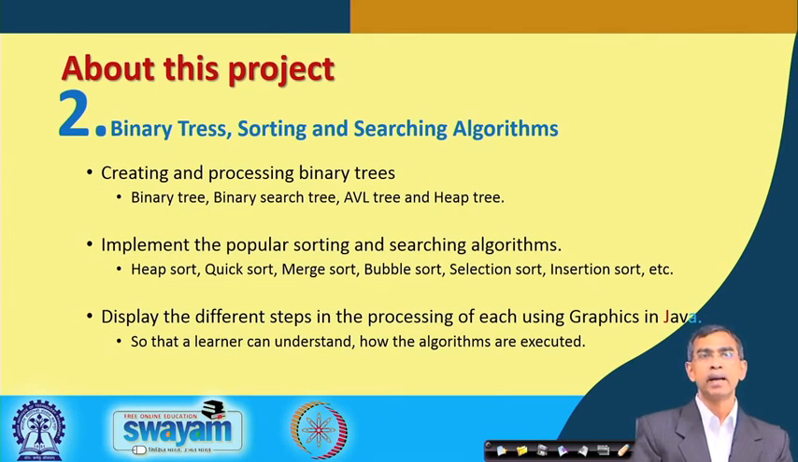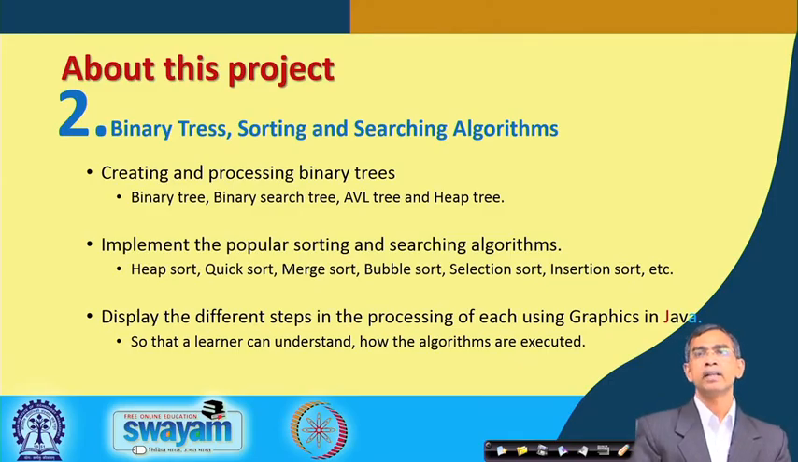So, here we have mentioned binary tree, binary search tree, AVL tree and heap tree. AVL tree is also called height balanced tree. Any good book on data structures that you can follow will give you the information from there. Before taking up this project you should have good familiarity with all these concepts: trees, algorithms, sorting algorithms and searching. So far as sorting algorithms are concerned, I have mentioned a few popular ones which are easy to code: heap sort, quick sort, merge sort, bubble sort, selection sort, insertion sort, etc.